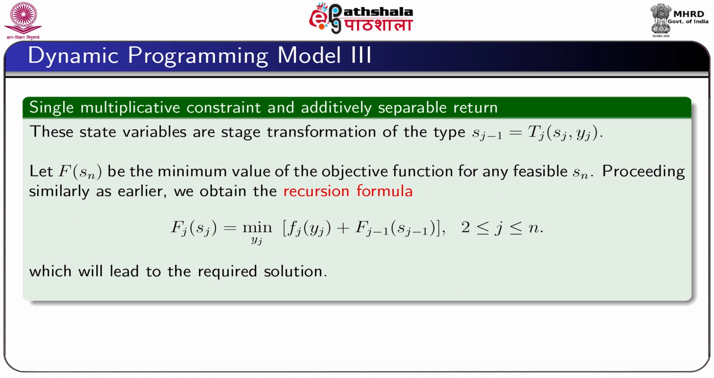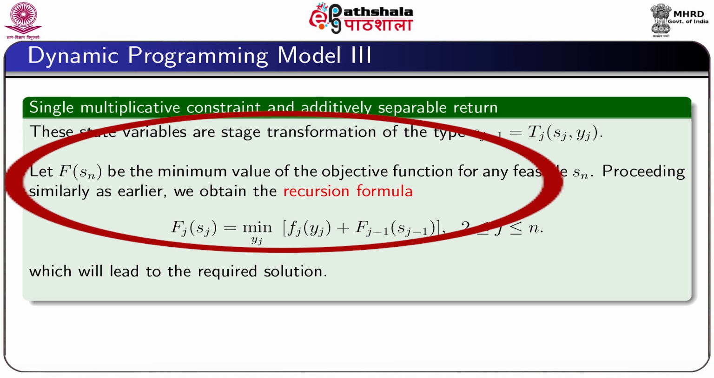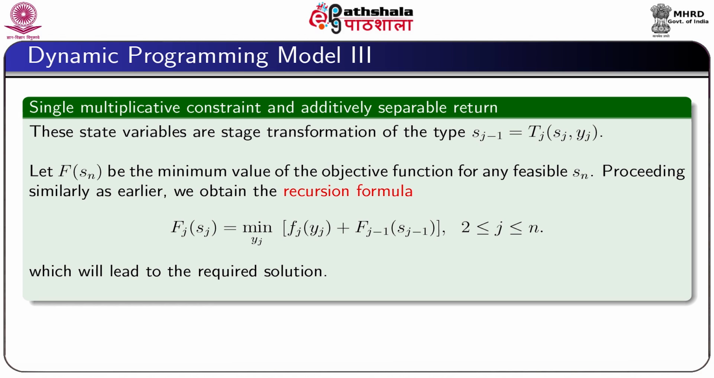These state variables are stage transformation of the type Sj minus 1 equal to Tj of Sj, yj. Let capital F Sn be the minimum value of the objective function for any feasible Sn. Then proceeding similarly as earlier, we can obtain the recursive formula as capital Fj Sj equal to minimum of fj yj plus capital Fj minus 1 Sj minus 1, and the minimum is taken over yj.